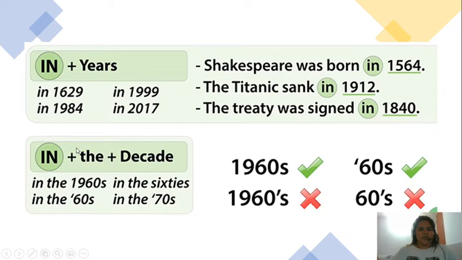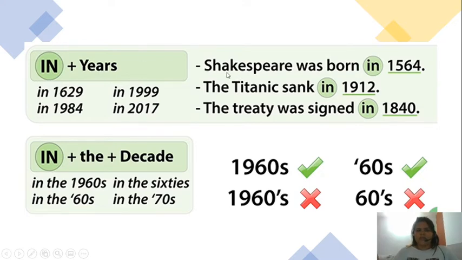Well, let's continue. Also, when we talk about years, we use in. So, for example, in 1629. Remember, in English we say the years separated into two parts. We can also say it another way, but it's not common, so they don't do it like this, and it's easier for us to say it separated. In 1999 or in 1984, in 2017, okay?